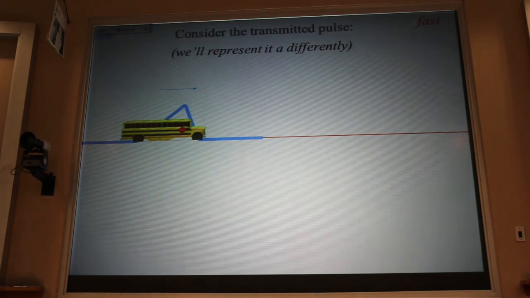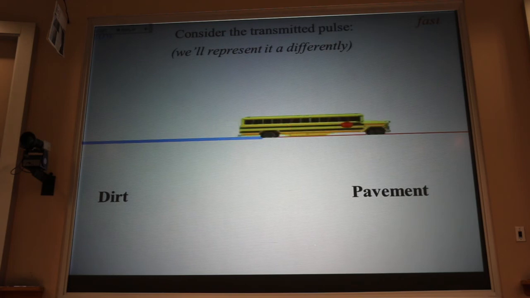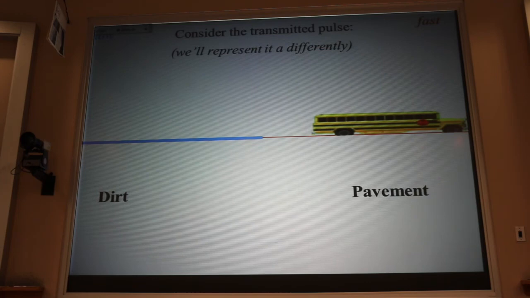And it's driving on a really, really slow road, a dirt road that's all bumpy. And it gets to a boundary with a fast road of pavement. Now when it gets to that boundary, the front of the bus speeds up. But the back of the bus is still back there in the dirt, going slow. And so sure enough, it stretches out.